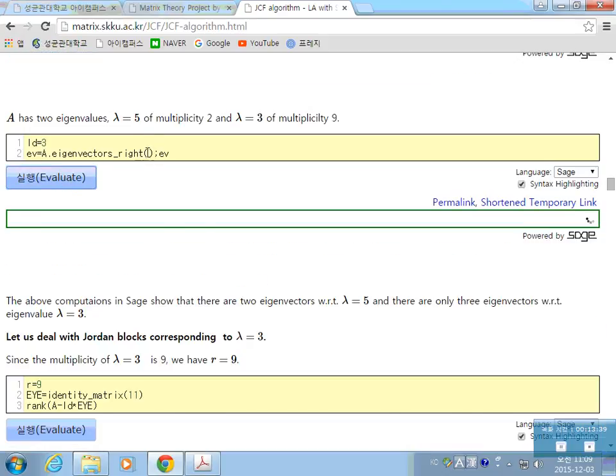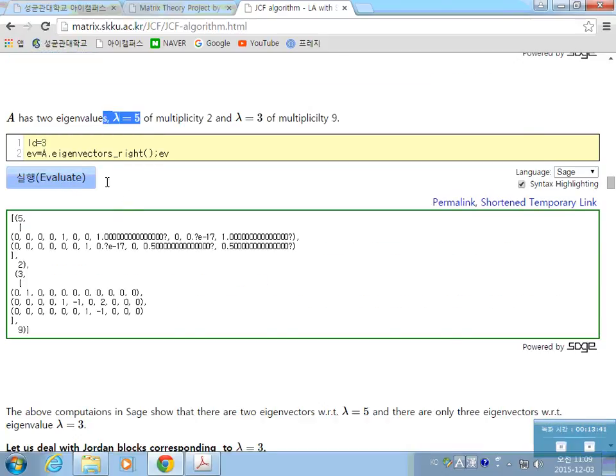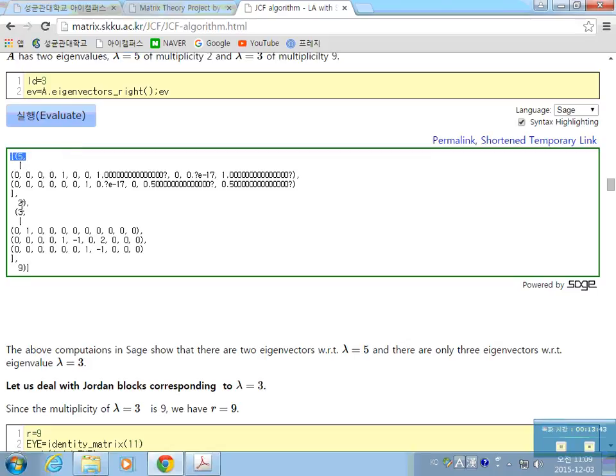For the eigenvalue 5, the algebraic multiplicity is 2, and we have two linearly independent eigenvectors, one here and the other one here. So this is okay. We have two 1 by 1 Jordan blocks for the eigenvalue 5.